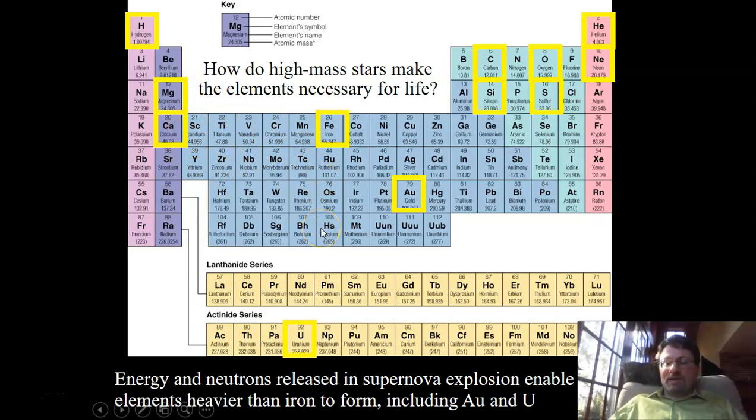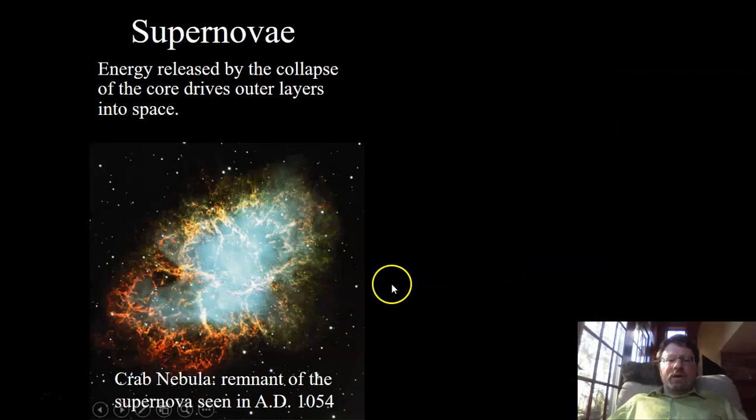And for those elements not as heavy as iron on the periodic table, they were forged in stars as well, with the exception, of course, of hydrogen and helium, and in very rare circumstances, lithium and some other elements. So, fine. This supernova is a very powerful event.